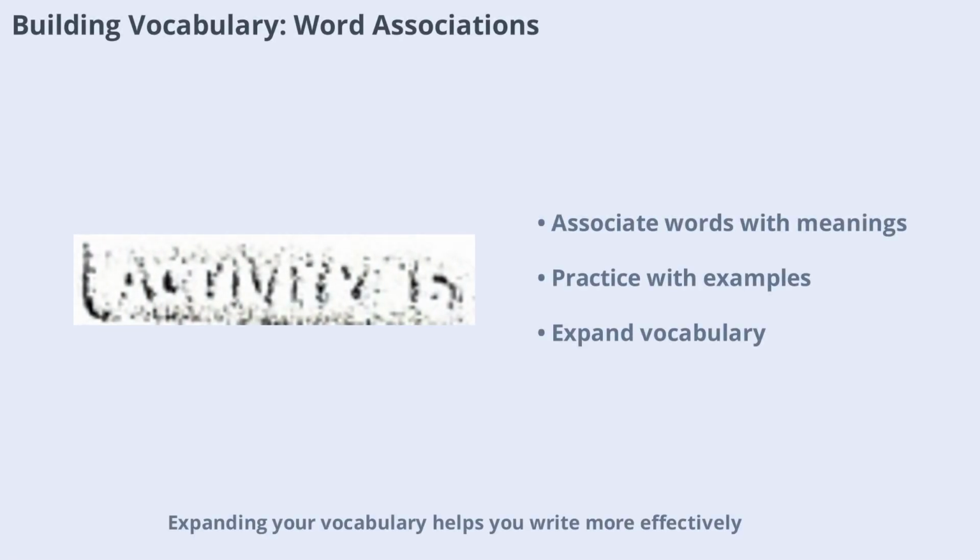Expanding your vocabulary helps you write more effectively. Practice associating new words with their meanings and related phrases. For example, destination is a place. Ingredients are for a recipe, and majority means more than half. Building these connections makes it easier to use new words in your writing.